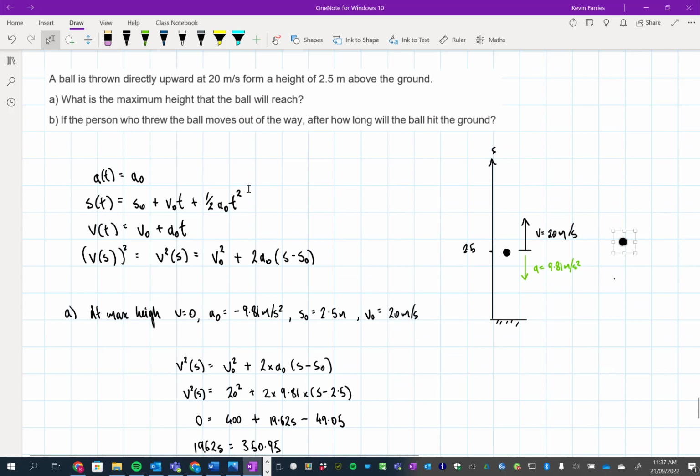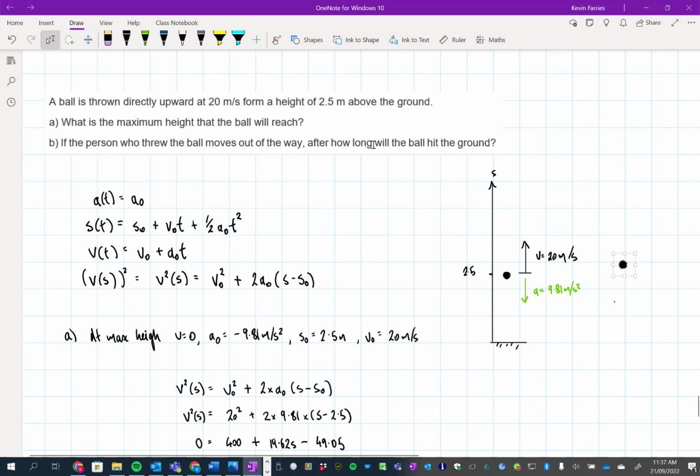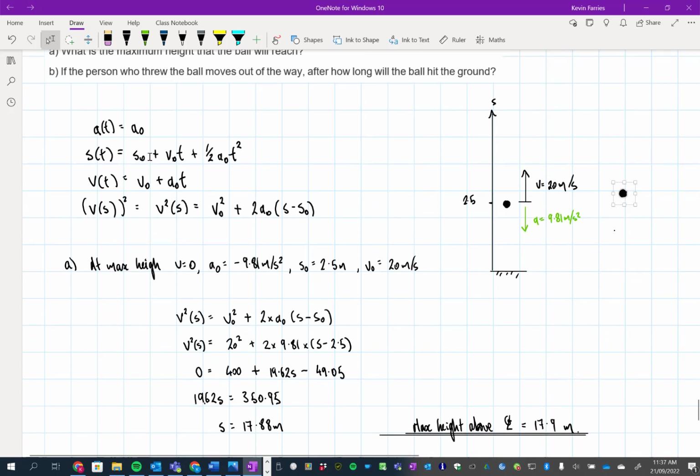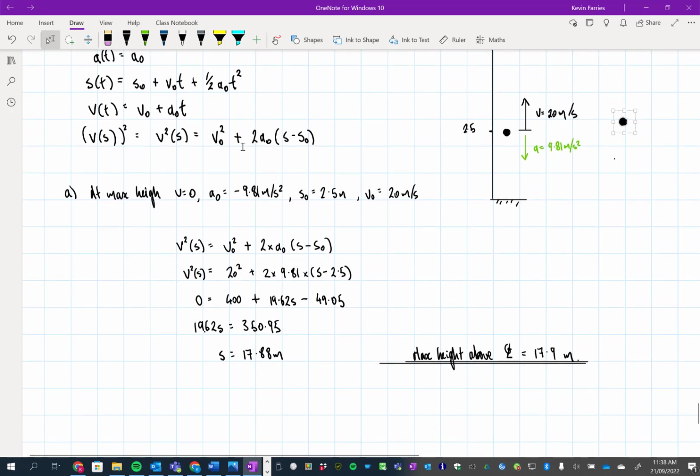Now, this next part of the question wants to know if the person moves out of the way, how long will it be before the ball hits the ground? So we're probably looking at one of these formulae with time in it. And we have a couple of those. So we've got s and t, so we've got this one here. We could use that because we're trying to find out when the displacement is going to be back to 0. And so we can use this equation here.